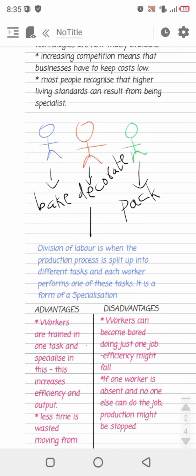So, division of labor. Division of labor is when the production process is split up into different tasks and each worker performs one of these tasks. It is a form of specialization.